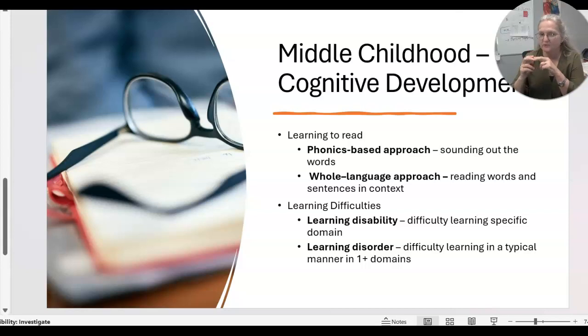Two of the main approaches are what we would call phonics-based, and then the whole language. I learned using phonics, and that's where you sound out words. The other theory is the whole language approach, which is reading words and sentences in context. I'm not up on the current practice of learning to read, but I have been under the impression that there has been a return to the phonics approach.